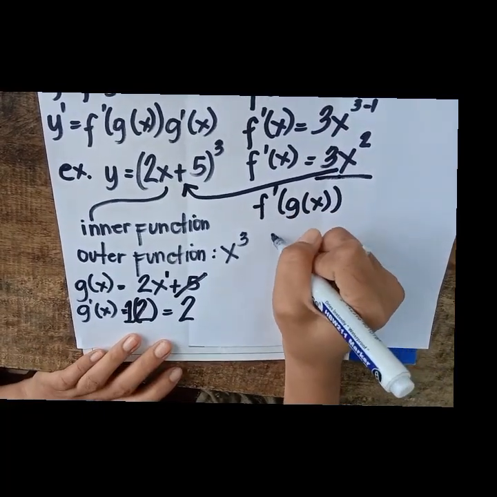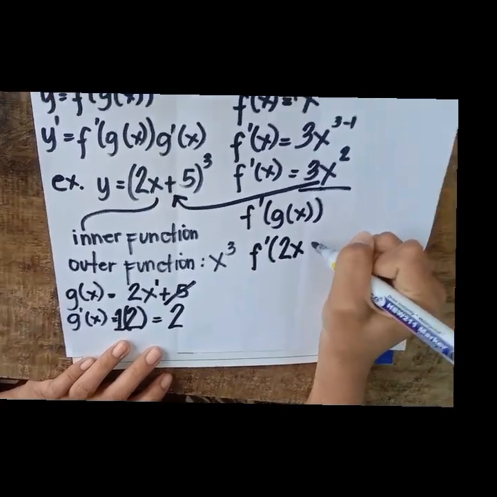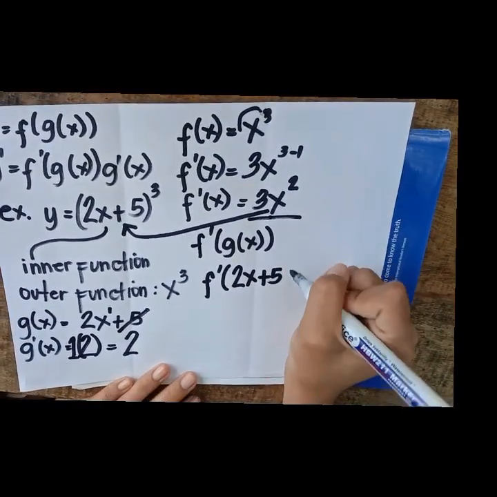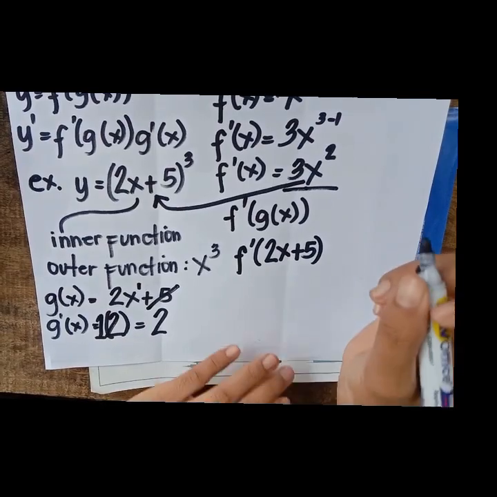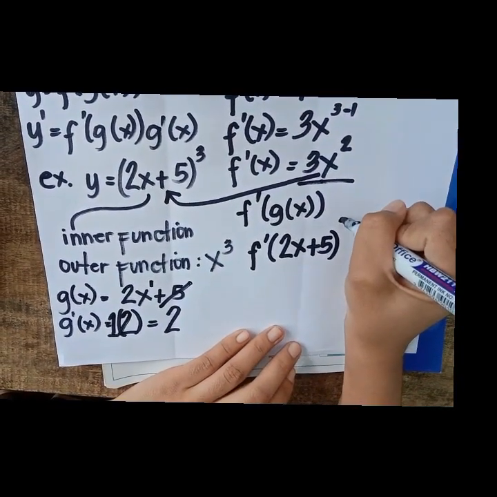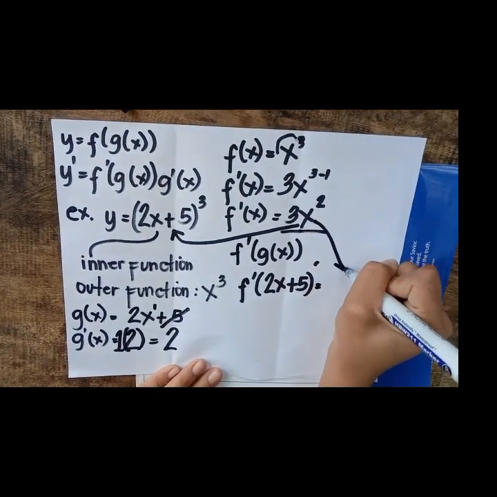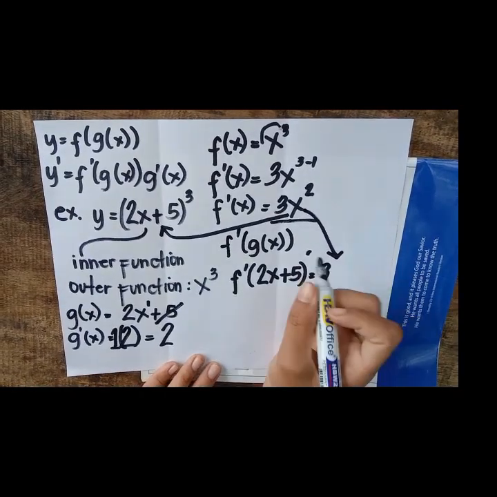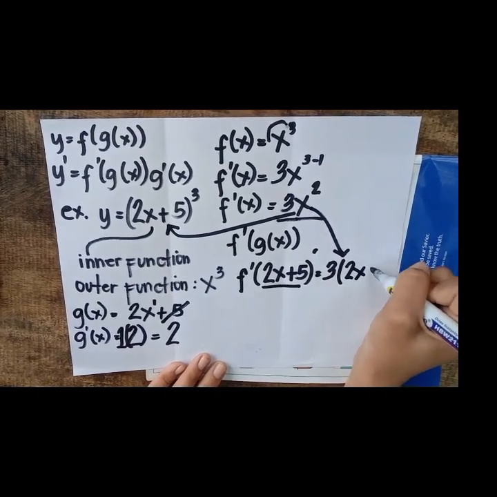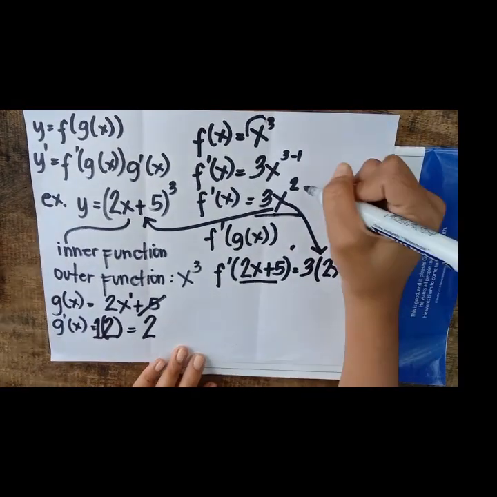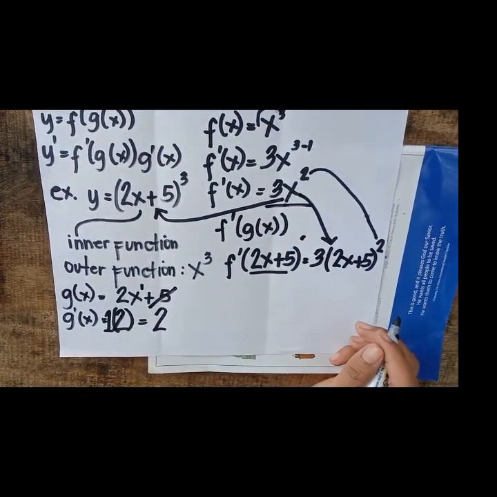So it will be f prime of 2x plus 5 is equal to, let's just follow the equation, 3, then the value of x will be 2x plus 5. So 3 times 2x plus 5 raised to 2. Then solve the equation.